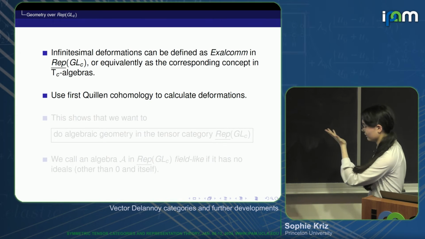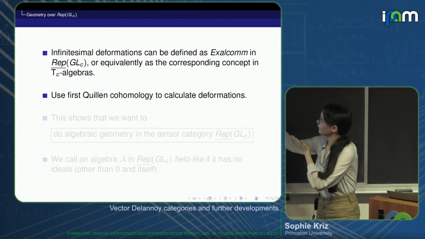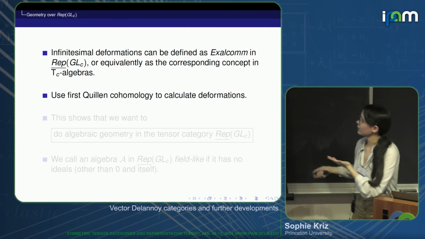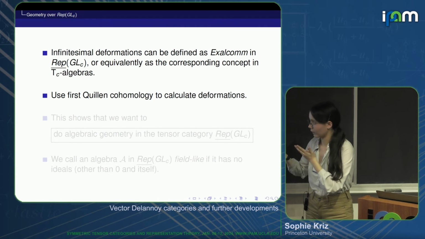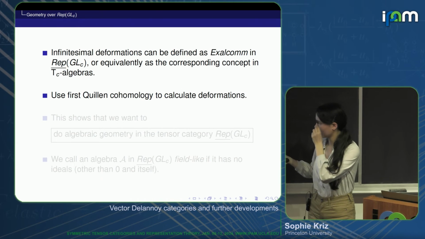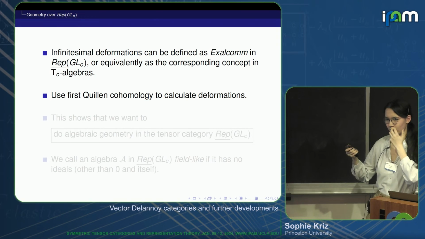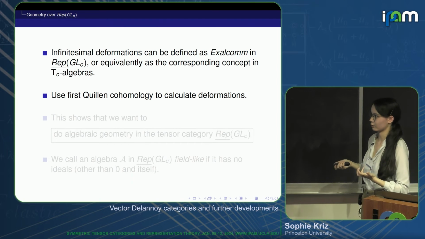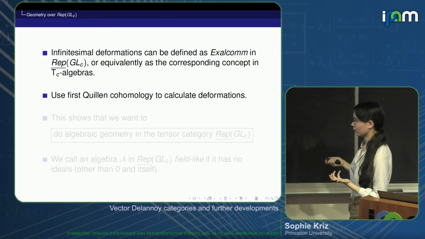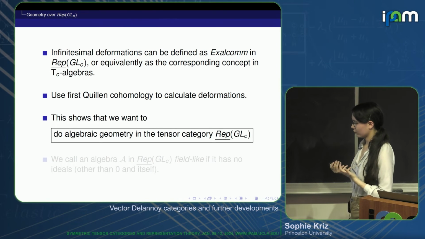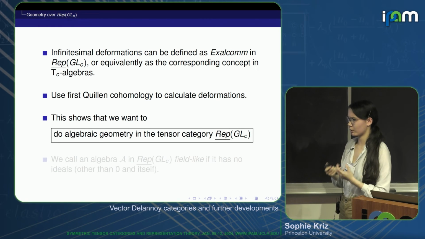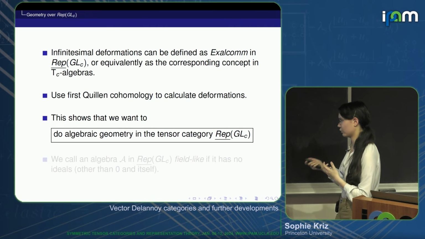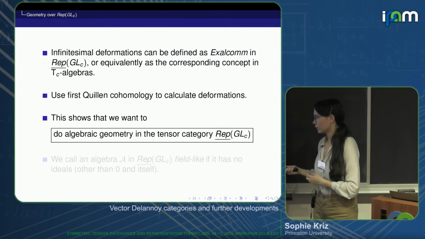By these infinitesimal deformations, I mean Ext^1 in this category Rep of GL_C, and there should be a corresponding concept in T_C algebras. And this is just some calculations using formal facts about first Quillen homology. So what this is showing, or what I thought, is that this should be indicating that what we want to do is algebraic geometry in this tensor category Rep of GL_C.